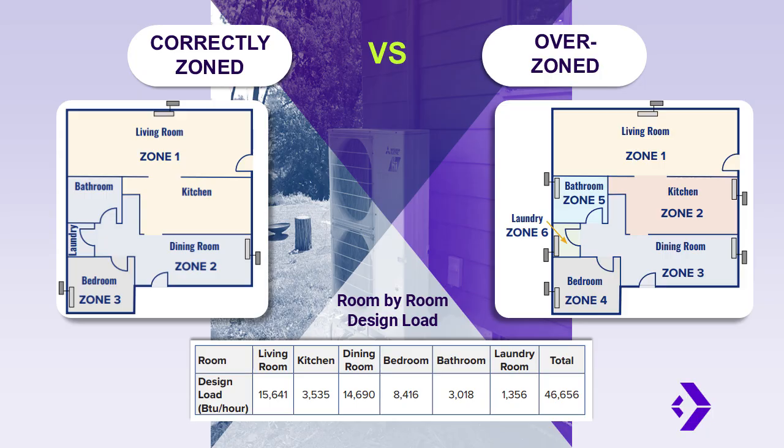Here's a simple example that really shows what is meant by zonal design done right versus zoning that goes too far. On the left is a home that is correctly zoned. It's a single-family, 2-story house in Saratoga County. Design temperature is around 1 degree Fahrenheit, and we're using equipment that's listed in the NEAP air source heat pump product list. You can see the living room and kitchen grouped together.